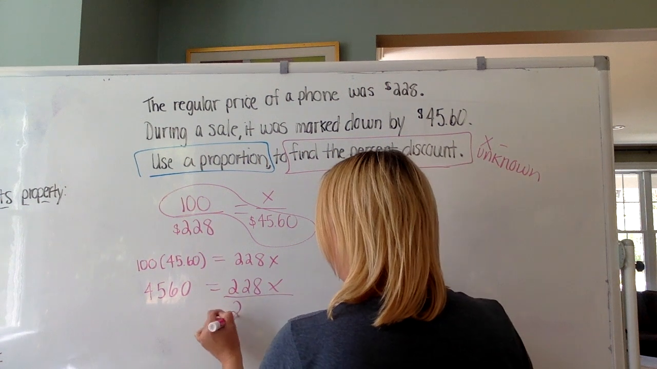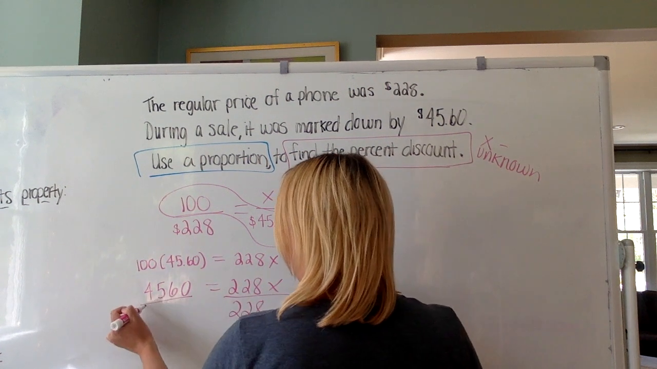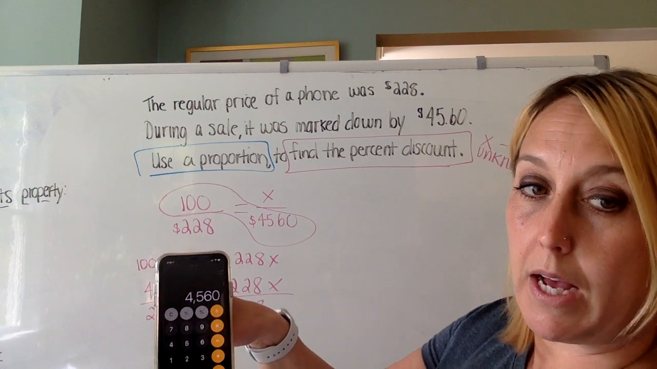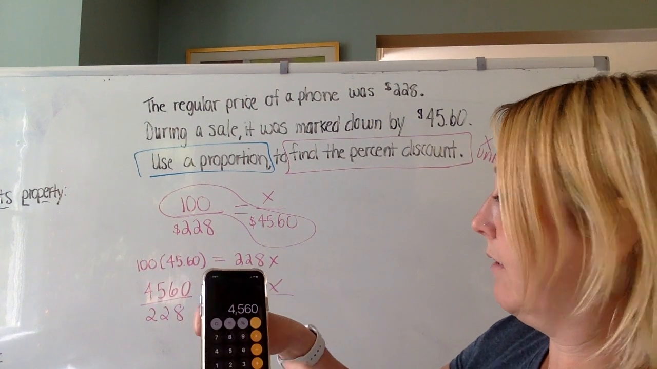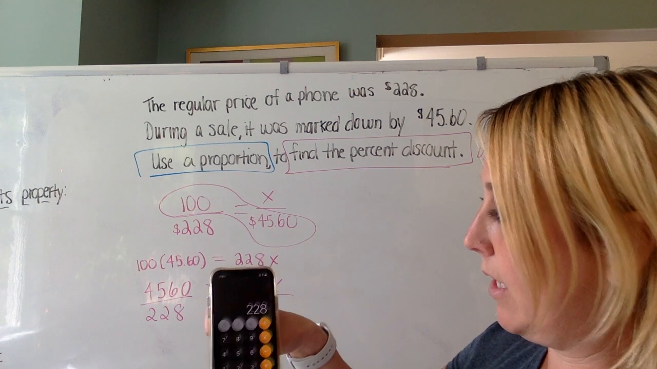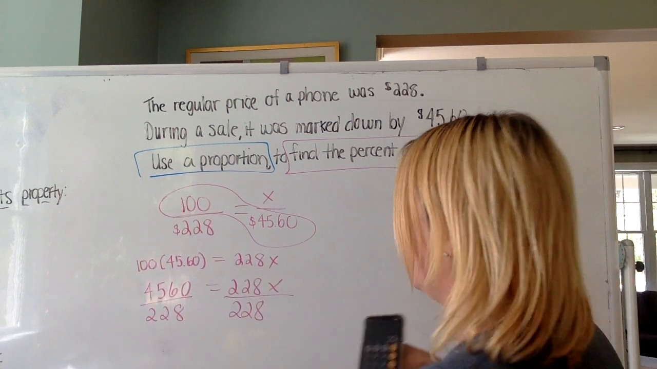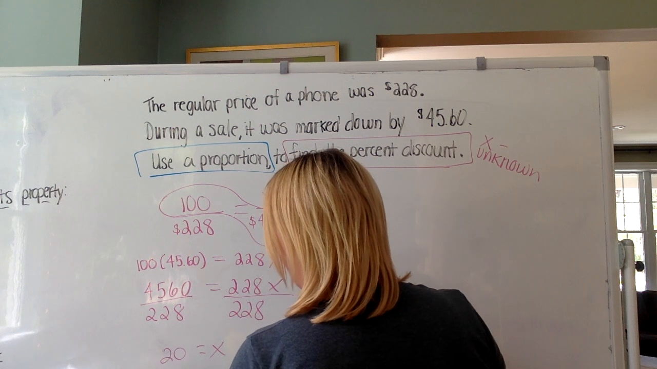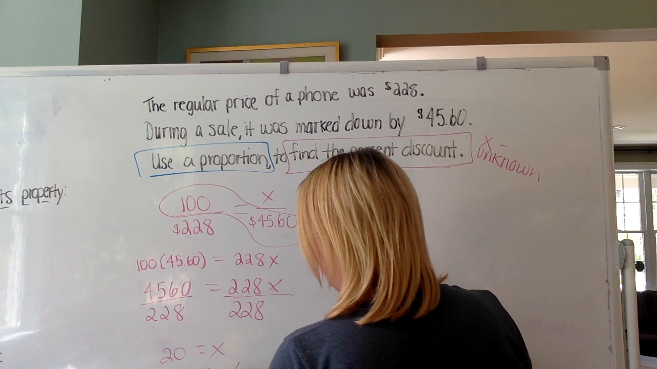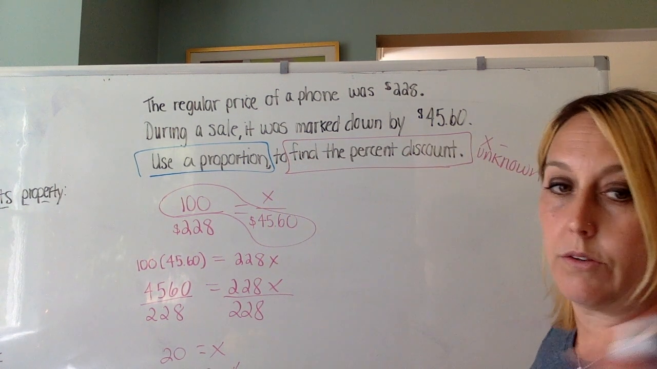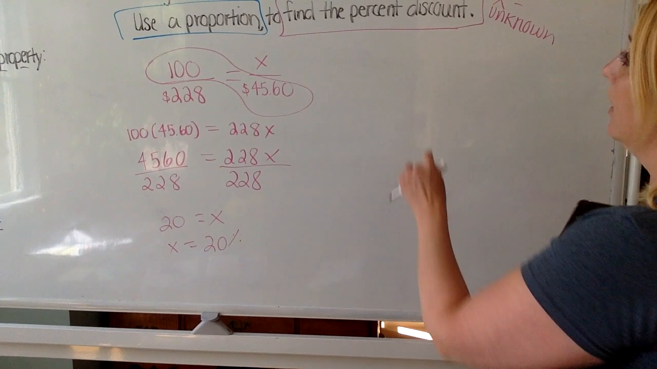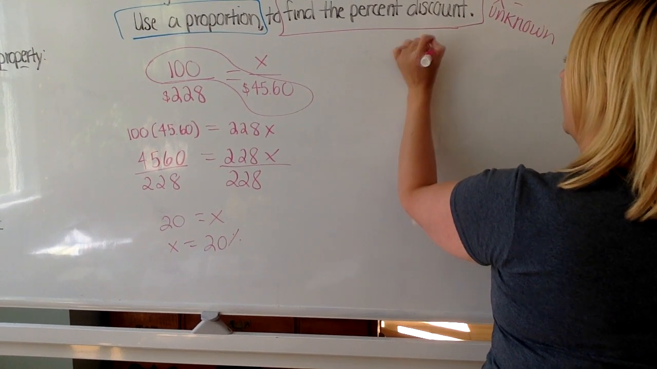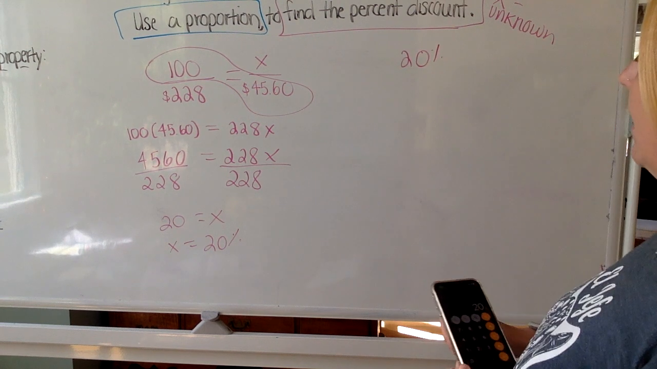228x. Now, I want to get rid of my 228, right? Because I want to isolate my variable. So if I divide 4,560 by 228, I get 20. So my answer is that the percent discount is 20%. To find the percent discount, our percent discount was 20%.